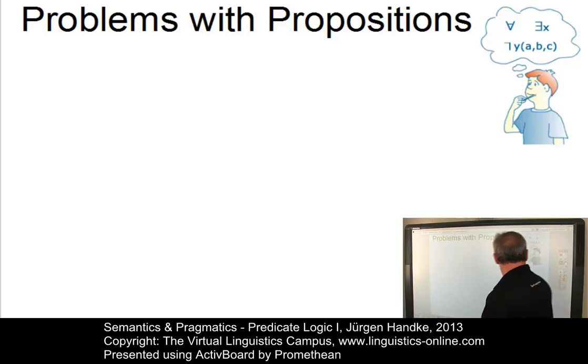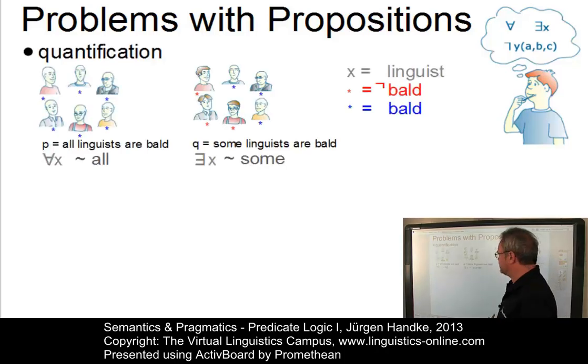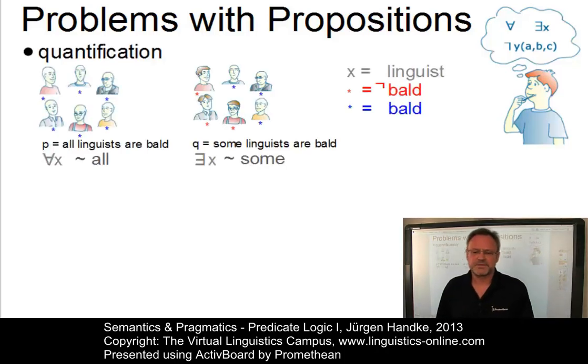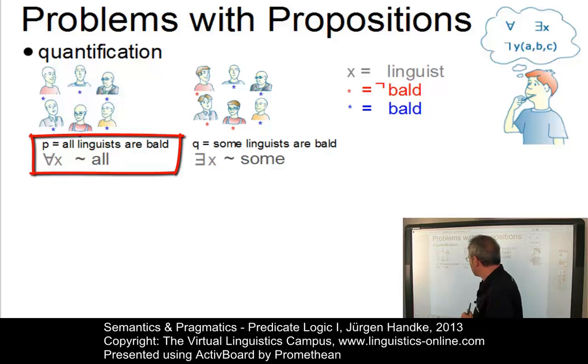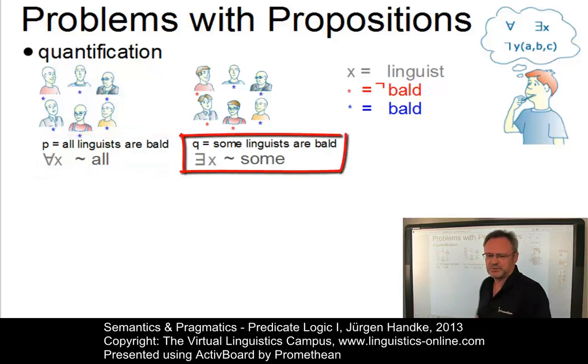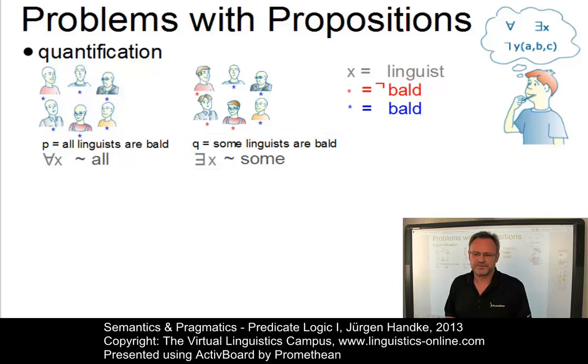Here are two examples. The first one is concerned with quantification. Propositional logic treats propositions as either identical or totally different. However, it may be the case that two propositions are only partially different, as in these two examples, which differ in terms of quantification. P, all linguists are bald, versus Q, some linguists are bald. Now, all versus some is the key issue here.